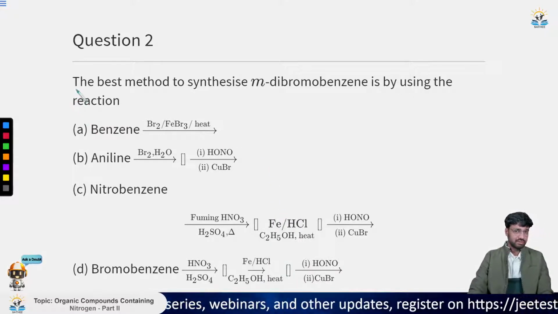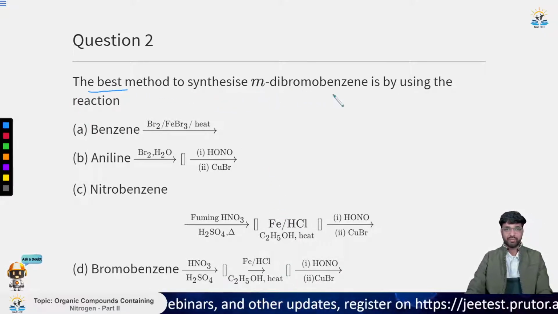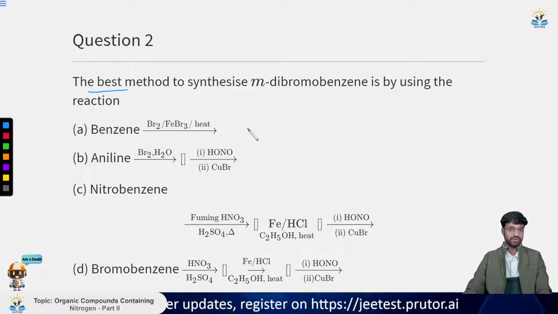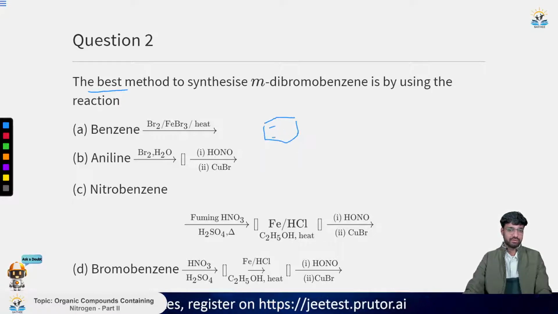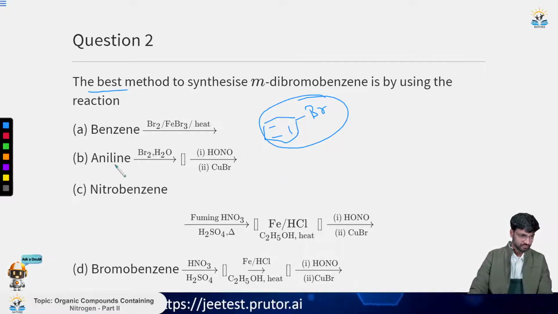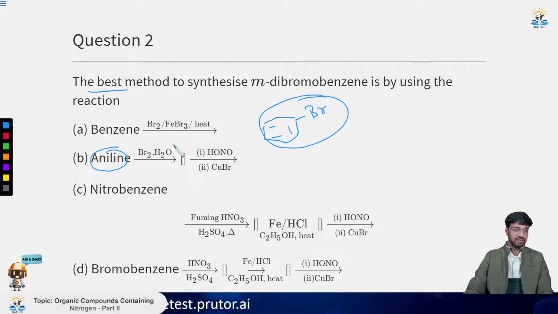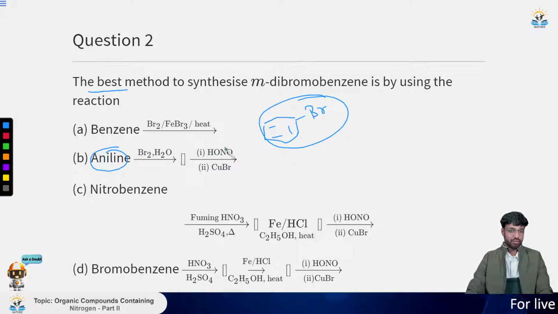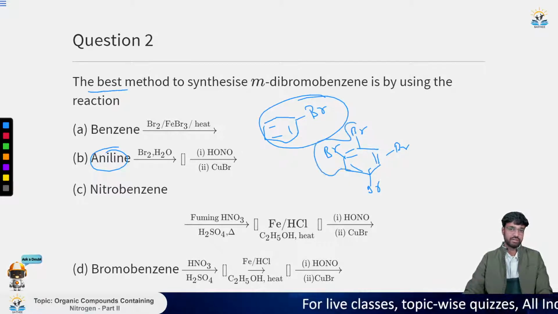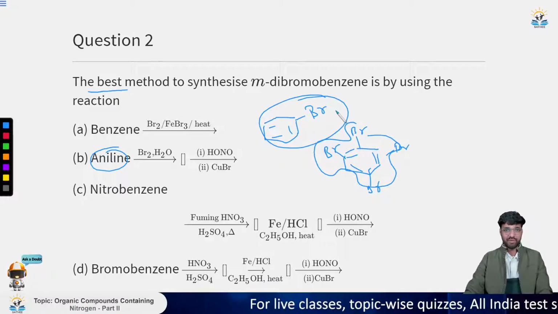Then we have the second question. The best method to synthesize m-dibromobenzene is by which reaction? If you use benzene, you will get bromobenzene, and this reaction you know. Now if you use aniline here, it will be brominated at 3 positions, and upon HNO2 and Br, it will give you this kind of product. So it is not your m-dibromobenzene.